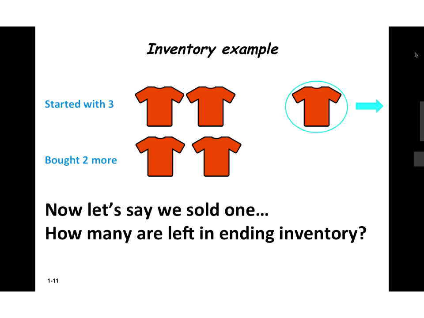Okay, so let's say we sold 1. So we had our 3 we started with. We bought 2 more. We had 5 available. We sold 1. How many are left in ending inventory? I think most everybody can agree that it's 4, right? Because we had the 5, we sold 1, we have 4 left. That is the basic fundamental equation we're going to be using for this inventory that we're doing.